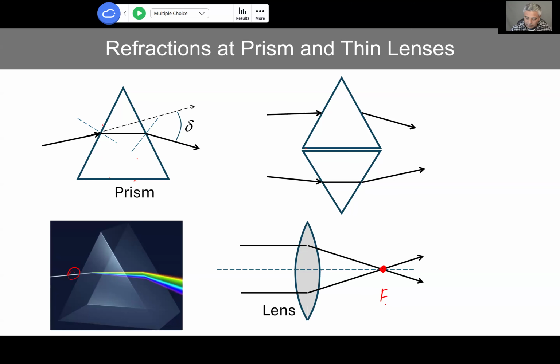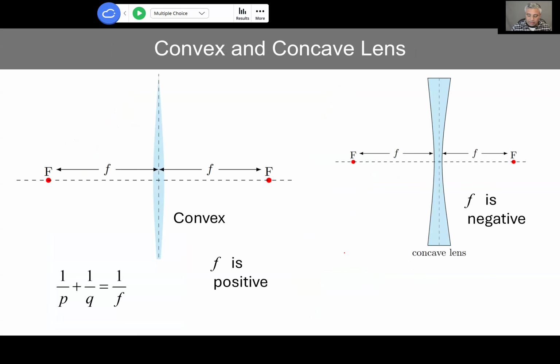That point is called the focus, and the distance between, let's say, the center of the lens and the focal point is called the focal length, and we define it like that. Okay, so I'm showing those things for two kinds of lens, convex versus concave lens.